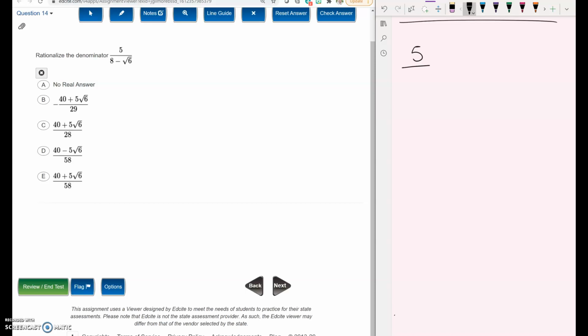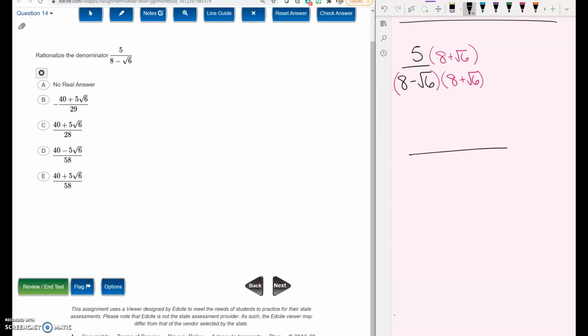So we have 5 over 8 minus the square root of 6. To get rid of this radical on the bottom, we have to multiply the top and the bottom by the conjugate of the bottom. The conjugate is the same exact number, so 8 and the square root of 6, but instead of minus, we use plus. So 8 plus the square root of 6.